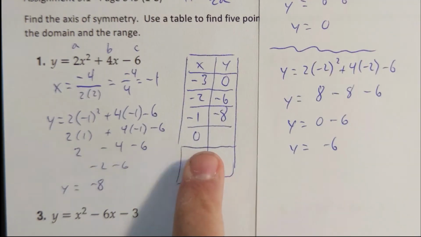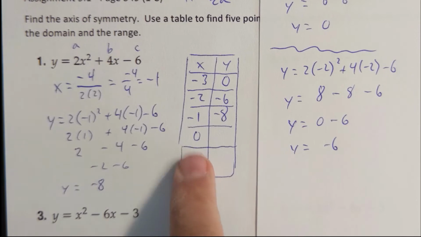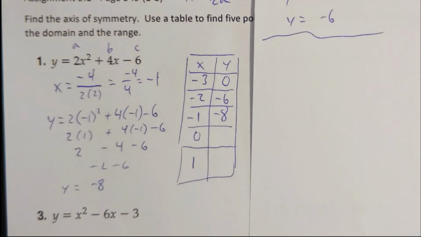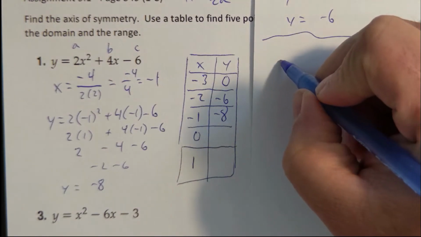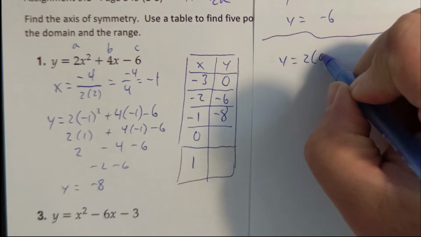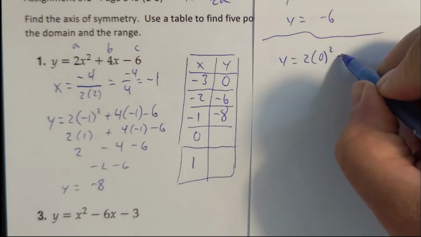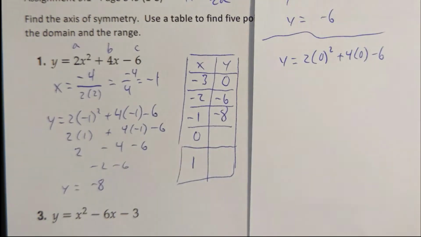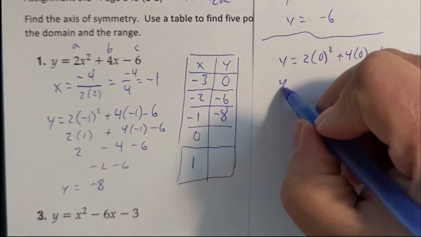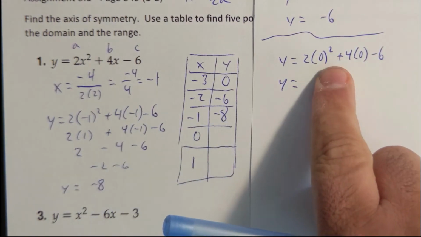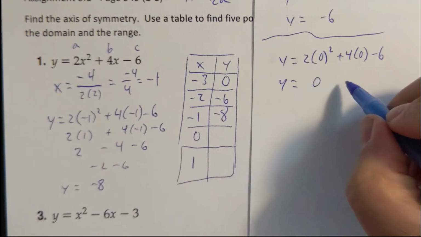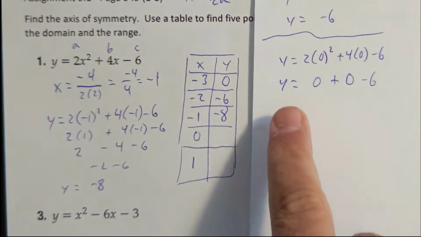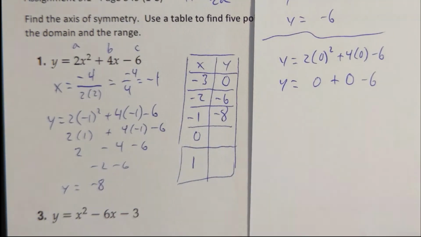Next point, we're going to use 0 here. This one's going to be nice and easy because 0 cancels out a lot of stuff. Y equals 2 times 0 squared plus 4 times 0 minus 6. Most of you guys can already see where this is headed. 0 squared is 0. 0 times 2 is 0. 4 times 0 is 0. 0 plus 0 minus 6. We're at negative 6.